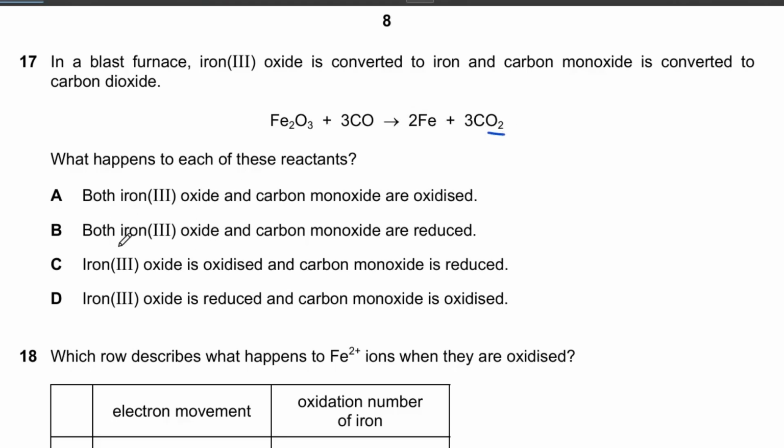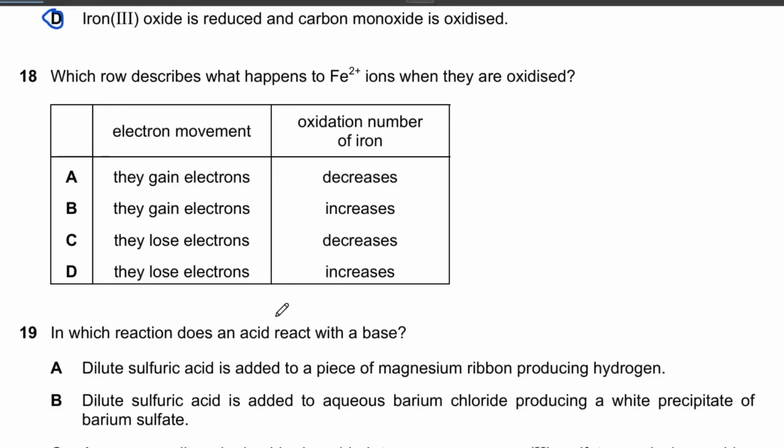So let's look at that option. That would be option D. The answer is D. Iron 3 oxide is reduced from this to this, and then carbon monoxide is oxidized from this to this. Question 18. Which row describes what happens to iron 2 ions when they are oxidized? So we need to remember the definition of oxidation and reduction using OIL RIG. Oxidation is loss of electrons, reduction is gain of electrons. So these iron 2 ions will oxidize, they lose electrons. So therefore, our answer is going to be between C and D.